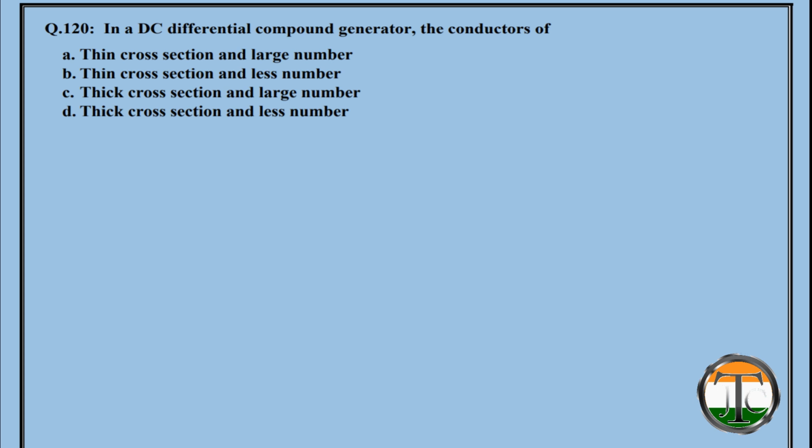So the size of the conductor is thin cross section and a large number. So option A is the right answer, that is thin cross section and a large number, that is the size of the compound generator winding.